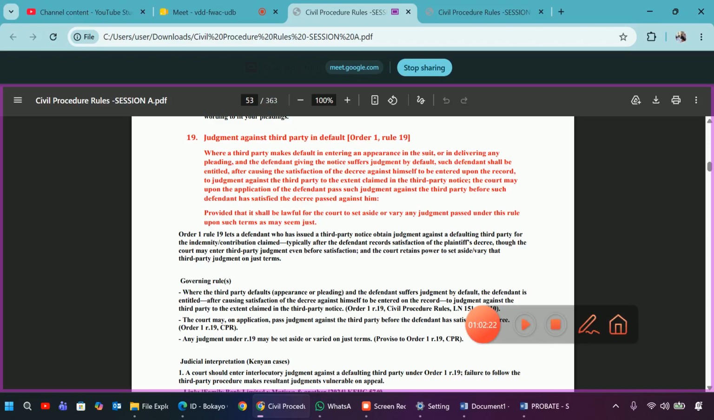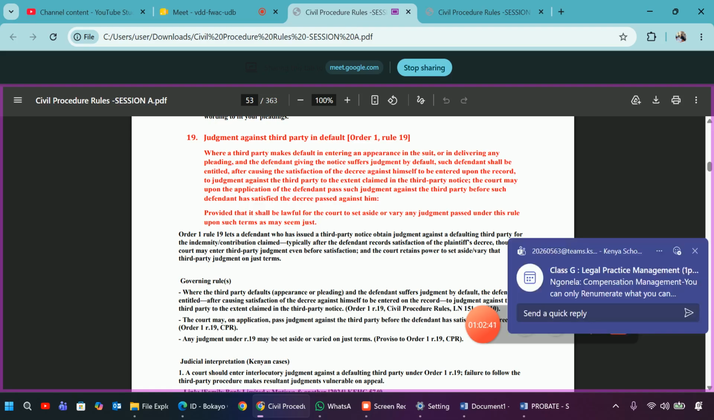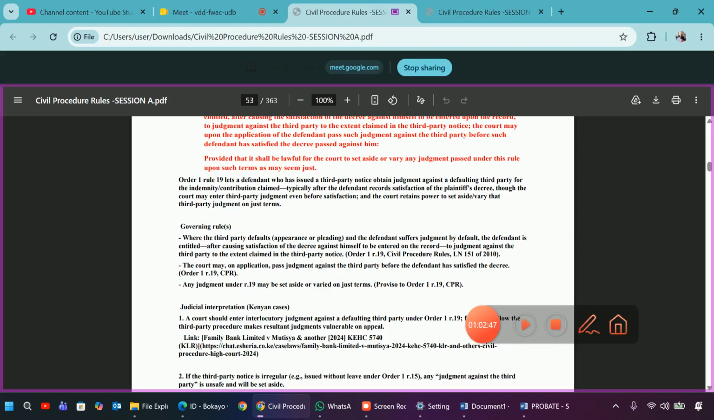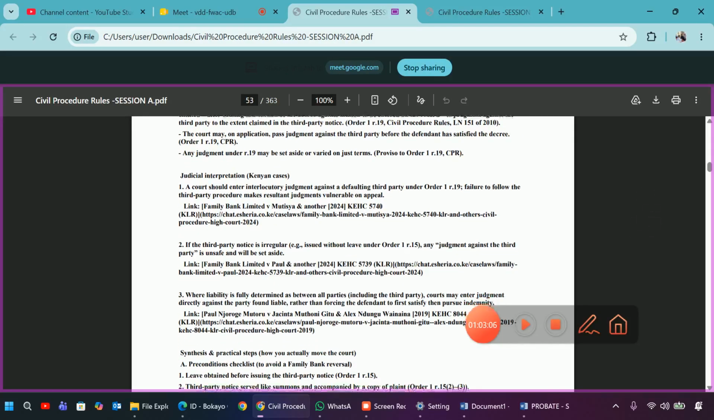So remember the first situations, we were making applications against the third parties for default. Now we want to see what judgments can be made pursuant to third parties who have deliberately omitted to appear before court. So Order 1, Rule 19 lets a defendant who has issued a third party notice obtain judgment against a defaulting third party for that indemnity or contribution being claimed, typically after the defendant records satisfaction of the plaintiff's decree, though the court may enter third party judgment even before satisfaction, and the court retains power to set aside the judgment. So what is the key takeaway?